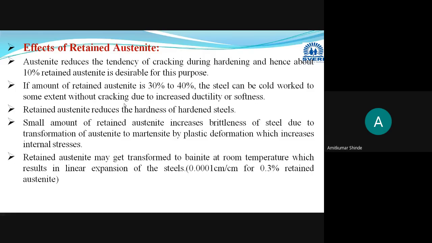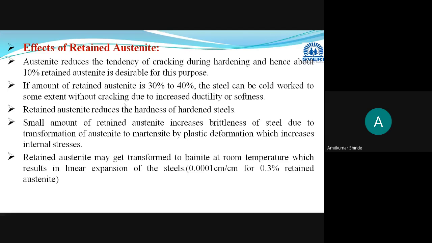Now, effects of the retained austenite. Here I have combined both; there are some advantages of retained austenite and there are some disadvantages also. I have combined those advantages and disadvantages in a single slide here. The first 2 points are the advantages; you can write them under advantages. Advantages of the retained austenite, the first 2 points. And I will explain it in short.